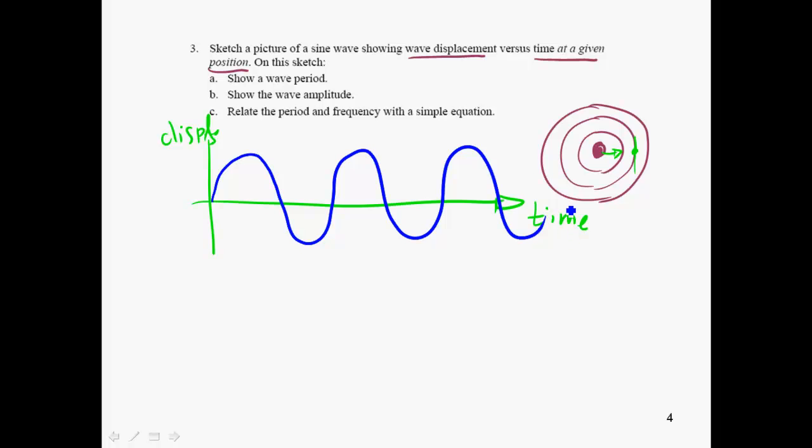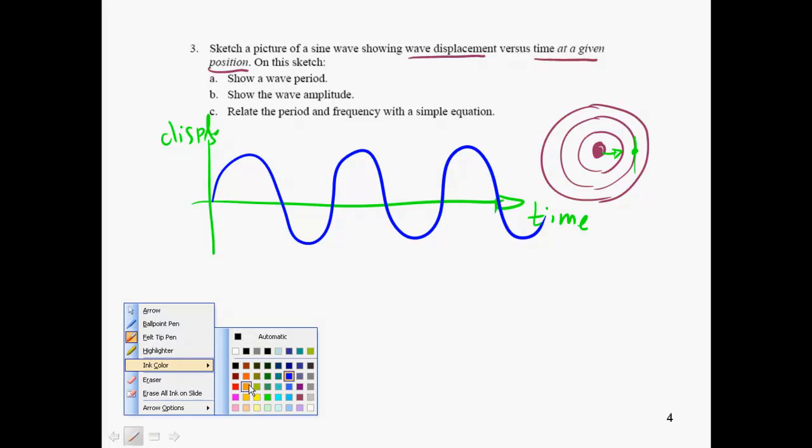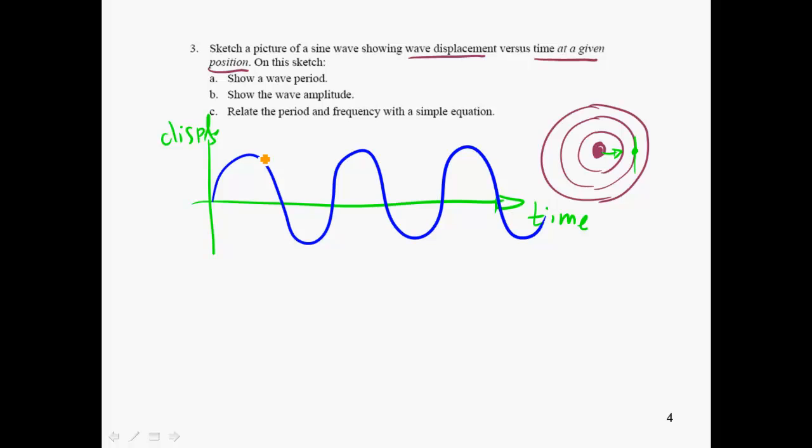Okay? And now that you have displacement versus time, if you measure from this point to that point, this is time now. Okay? From one peak to the next peak. This is now your period. Or if you measure from one trough to the other trough, this is now your period. Okay? So that's the answer to part A. B, show the wave amplitude.